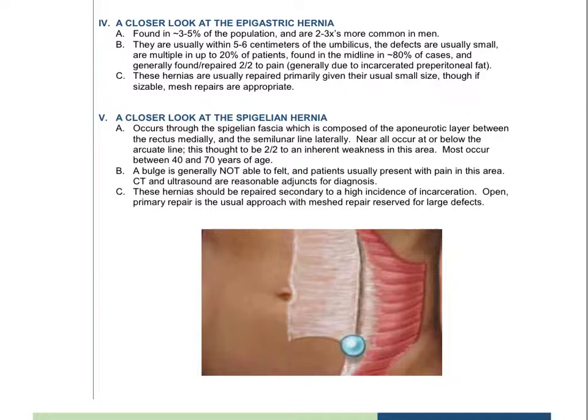Now it's important to note that because there's muscle or layers of tissue over this defect, you generally won't feel a bulge, and the patient will usually complain of pain in this region. So you'll hopefully be able to obtain some sort of adjunctive imaging that can help you to make a definitive diagnosis. These hernias, when they do occur, tend to have a high incidence of incarceration, so you should repair them if you do find them.